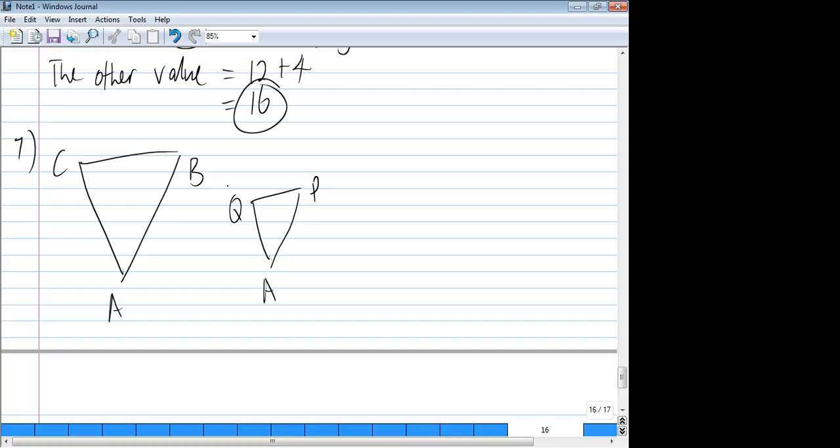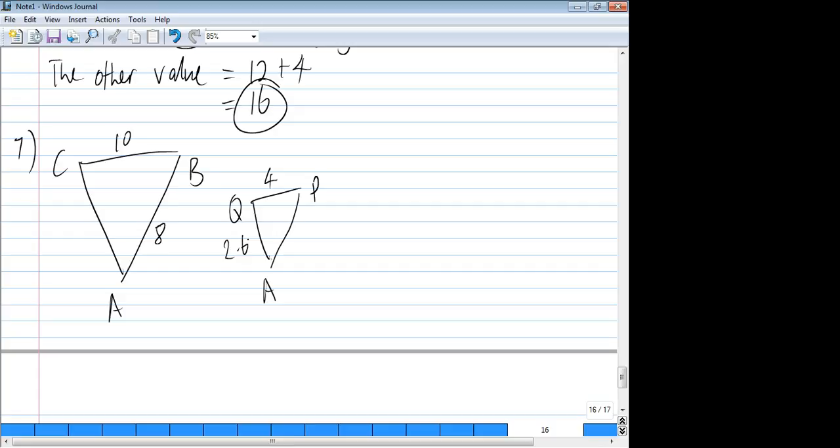So fill in whatever we know. B to C is 10. B to A is 8. What else do we know? PQ is 4. And AQ is 2.6. So they are similar triangles. We know that corresponding lengths will have the same proportion, right, Yang Kun? Find the length of BP.